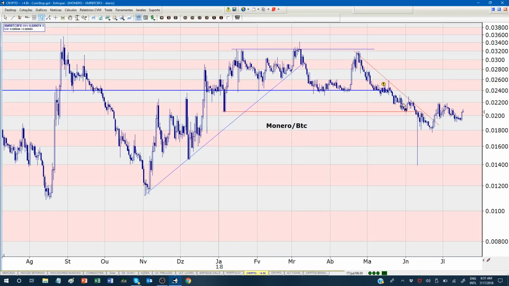Monero broke the support line, but if we draw Fibonacci lines here, it has already touched the first Fibonacci retracement level, right? So it might as well come further down. There's the possibility that we're seeing a triangle, a downward triangle. So I would have to see the market breaking this resistance line at 0.022 before thinking of buying Monero. Before that, I'll be way out of that coin.